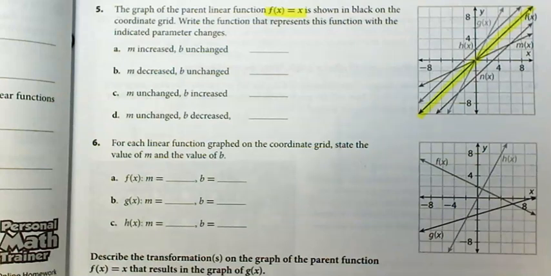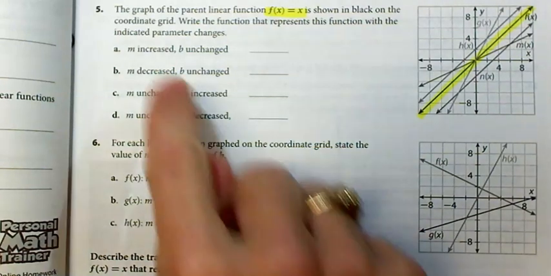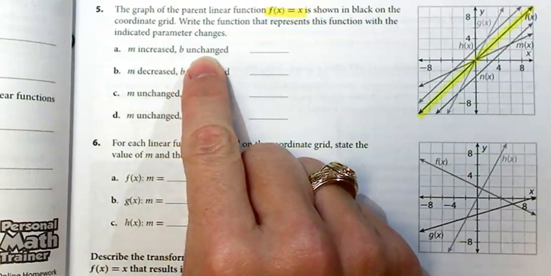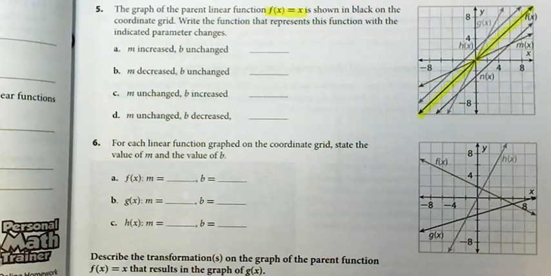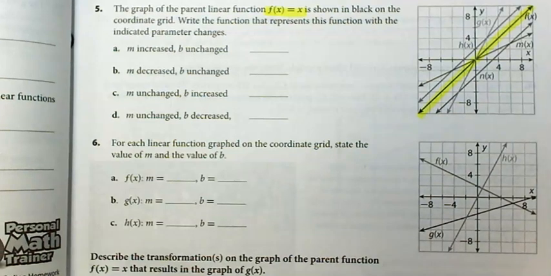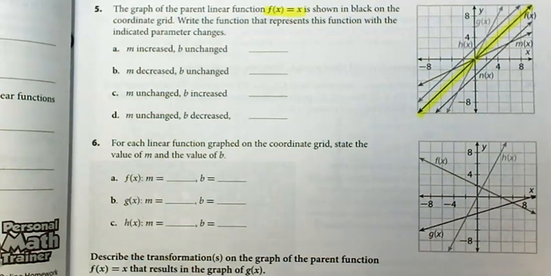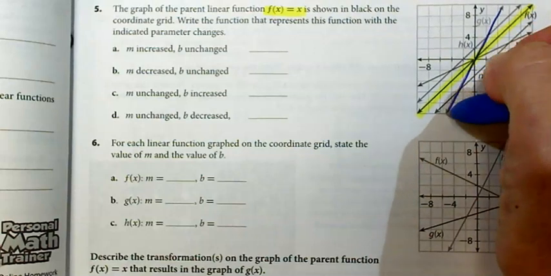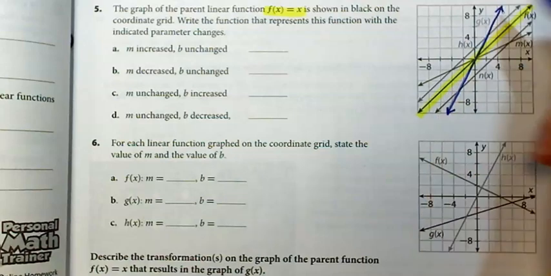All right. M increases, B is unchanged. So the slope gets steeper, but the y-intercept stays the same. And that's going to be g of x, which is this one right here. So it's a steeper slope, but the same y-intercept.